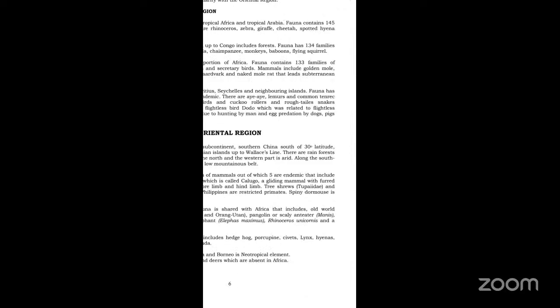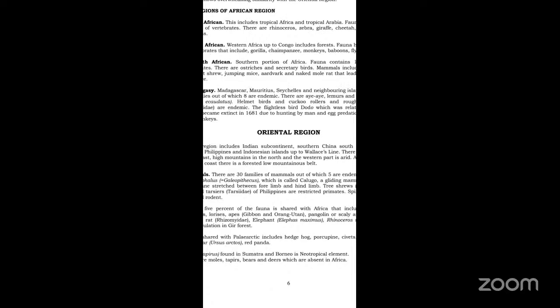So there are rainforests in the east, high mountains in the north, and the western part is arid. Along the southern or southwestern coast, there is a forested low mountainous belt. So that is about the climate of this Oriental region. Coming to the fauna.